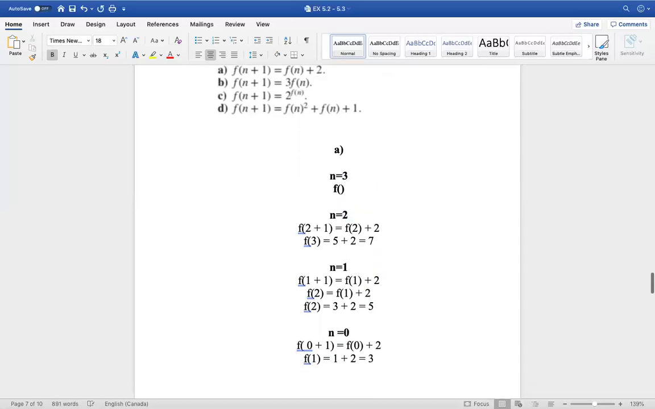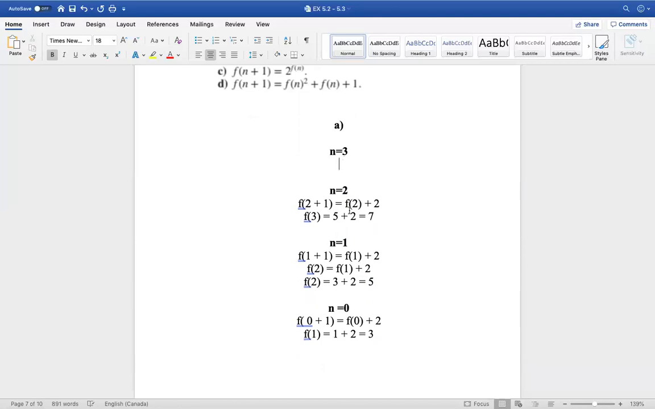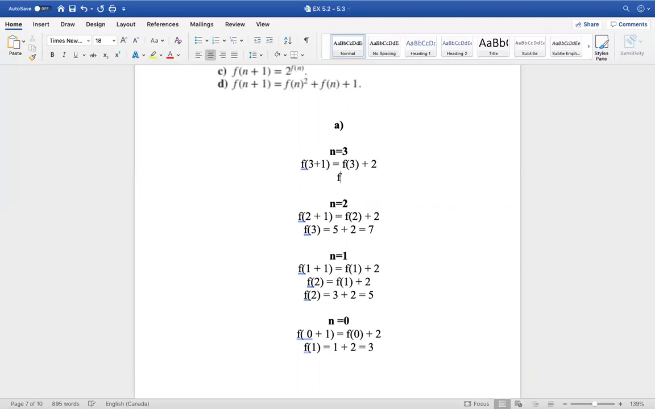So f of 3 plus 1 equals f of 3 plus 2. So f of 4 here equals f of 3, which is 7 here, plus 2. So 7 plus 2, which is equal to 9.